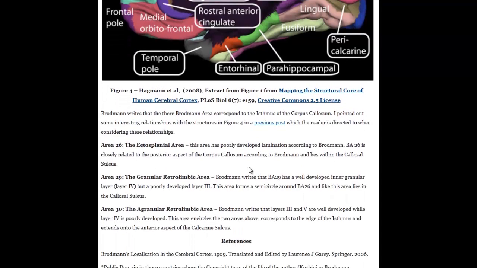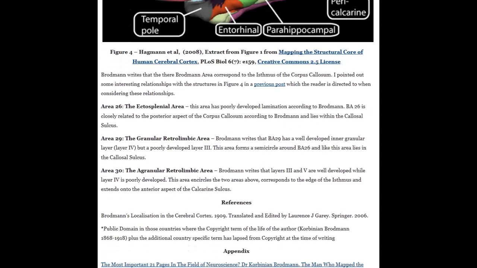The next area is area 29, which is the granular retrolimbic area. And he said this has got a well-developed inner granular layer, but a poorly developed layer 3. So what he's saying is if you look under the microscope, you can kind of recognise this area because one little bit is poorly developed and the other bit is well developed, and that's why he gave these areas distinct labels. And the granular retrolimbic area surrounds area 26.